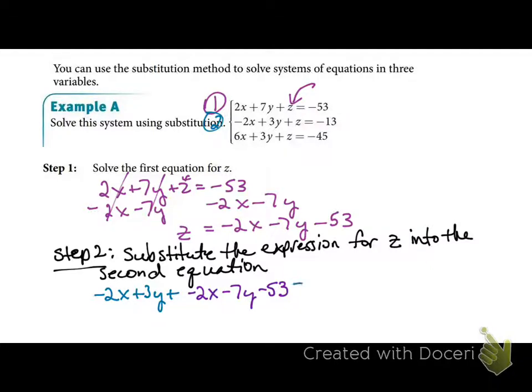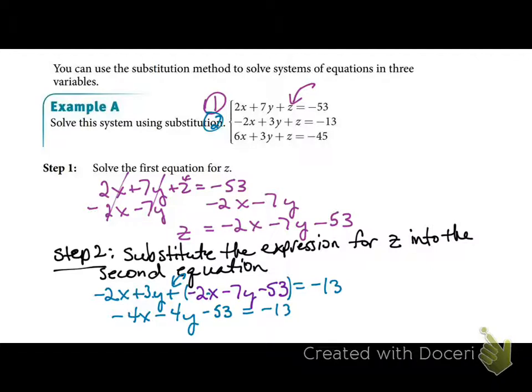And that will equal, on the right-hand side, my negative 13. Now, I could put this in parentheses if I want, because if I do have a negative on the outside of the parentheses, I would have to distribute it. But since it is a plus, that means we can just go ahead and combine our like terms. So what I will do next is I will look at my x terms. I have a negative 2x and a negative 2x. I will combine those for a negative 4x. Then my y terms, I have a 3y and a negative 7y. So that would give me a negative 4y. My constant of minus 53 equal to my negative 13.